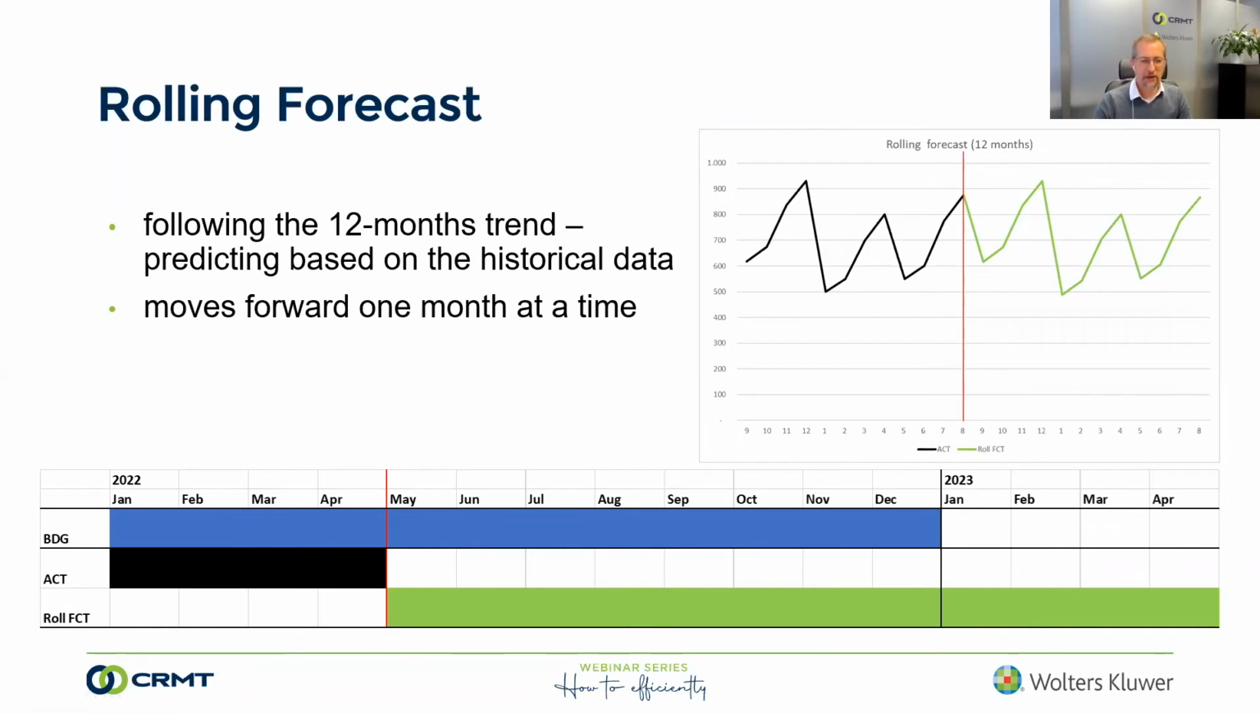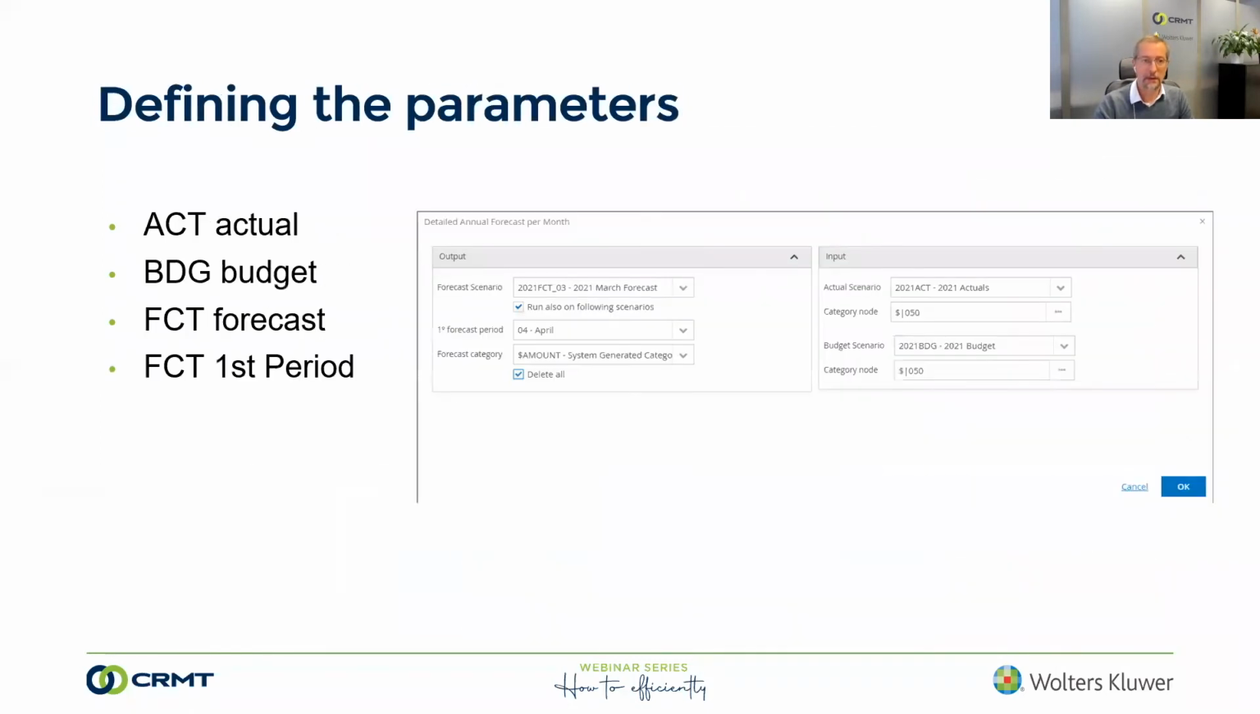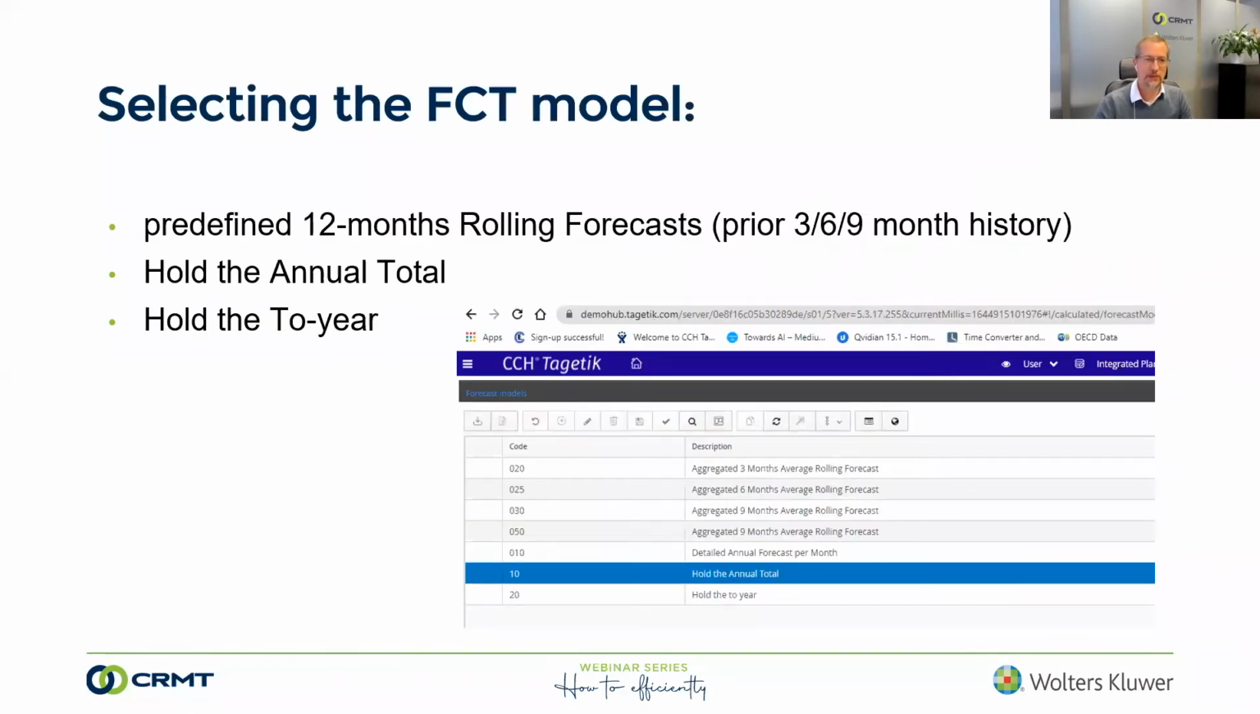So here we have our budget from January until December of 2022. We have actuals for the first 4 months. And now we are preparing a rolling forecast for the next 12 months, from May 22 until April 23. Moving on. Oh, sorry, I skipped this one.